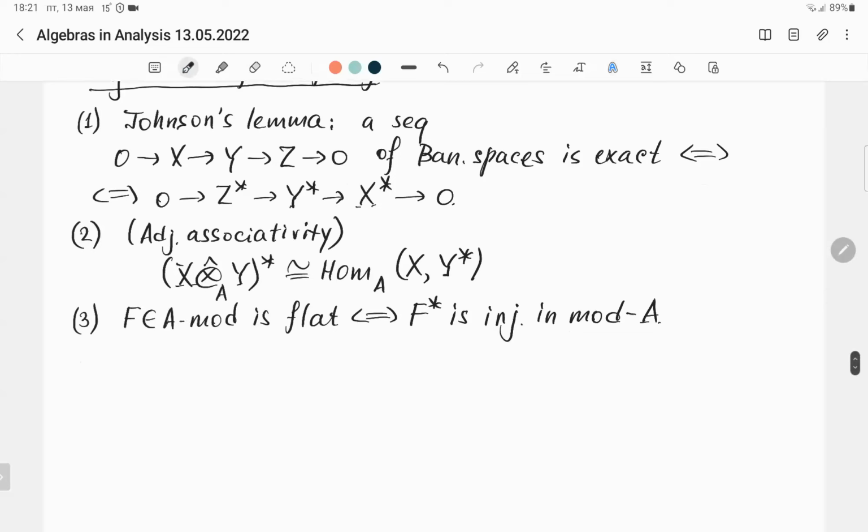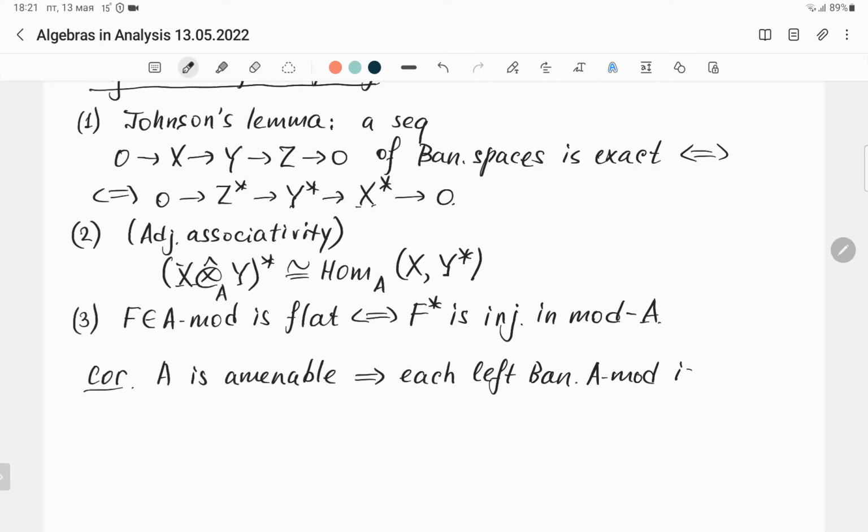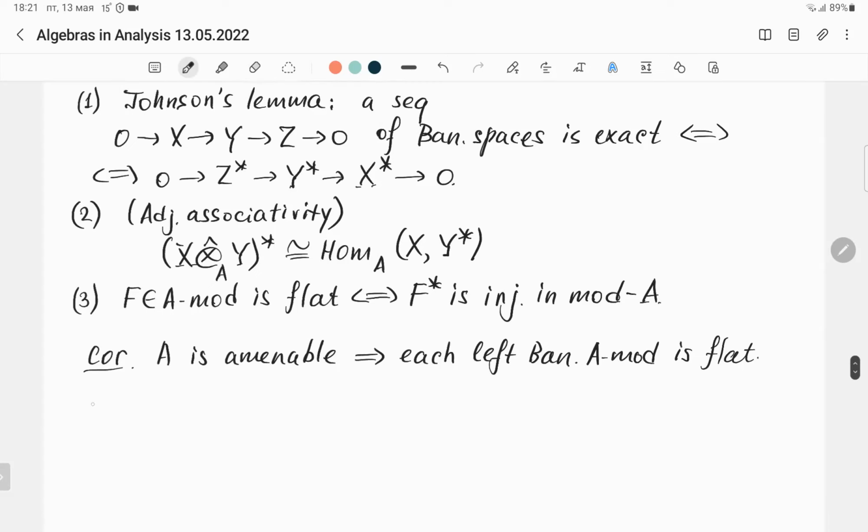Okay, by the way, a useful corollary of this result, namely, of the Helemskii and Sheinberg theorem, is that if A is an amenable Banach algebra, then each left Banach A module is flat. And by the way, it seems to be an open problem whether the converse is true. So far we have no concrete counterexample, and we have no proof.